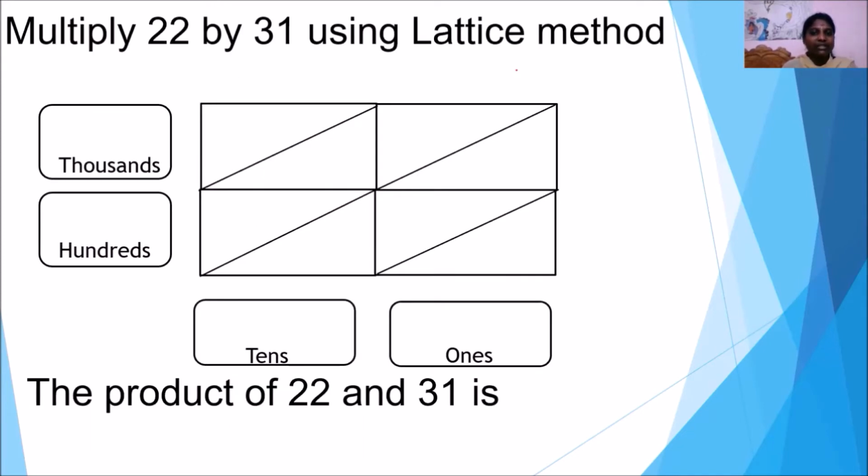Next, we are going to discuss the lattice method by multiplying 22 by 31. In the below figure, you are seeing the lattice grid. Here we are going to multiply the 2 digit by 2 digit. The diagonals represent the ones, tens, hundreds and thousands. Write the numbers 22 and then 31.